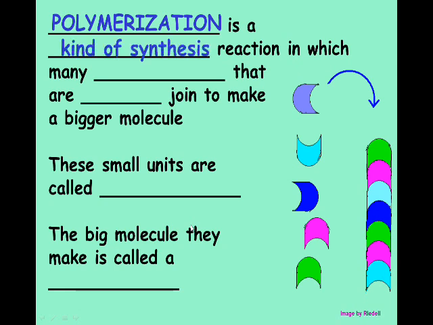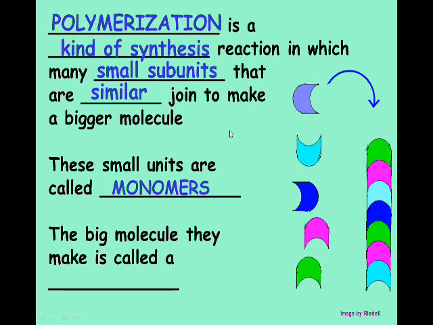Polymerization is a kind of dehydration synthesis reaction. We're taking many small subunits that look similar, and we're going to join them together to make a bigger piece. We do this in a lot of chemical reactions in living things. Take the little subunits and I build a protein. Take the little subunits and I build a piece of DNA or RNA. The little pieces that I join are called monomers. Mono means one. And the big molecule that they make is called a polymer. Poly means many, like polygon in math.